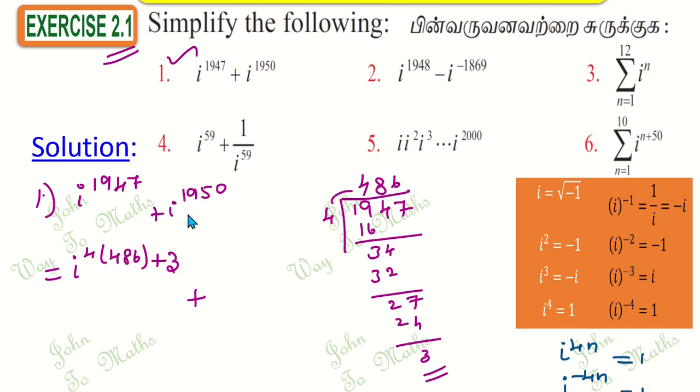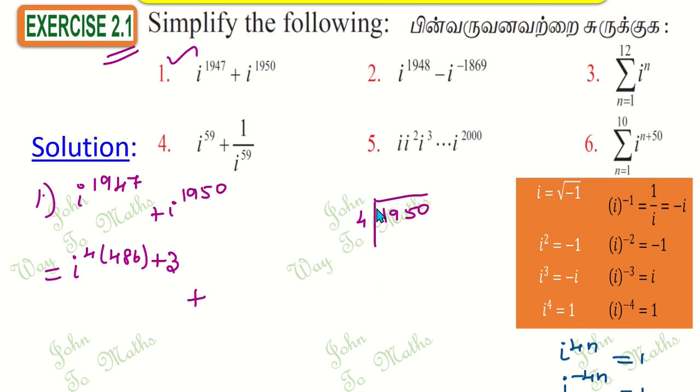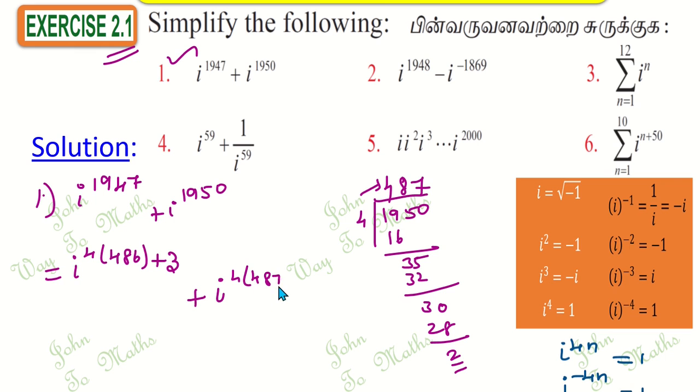Then plus, I'm going to simplify 1950. So I'm going to divide by 4. 4 4s are 16, so 35. Here 8 4s are 32. Remaining 3. Then 0 comes. Here 7 4s are 28. So the remainder is 2. So i power 1950 can be written as i power 4 times 487 plus remainder 2.